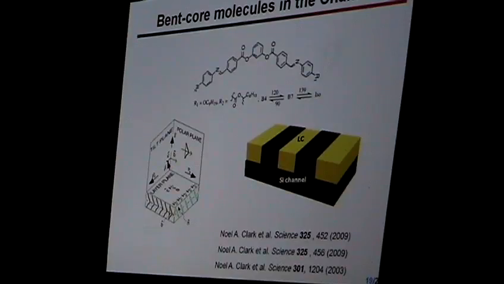Now I move to bent-core molecules. Basically, these bent-core molecules are called banana molecules because they look like bananas, and they show very complex structures. And this is the layer plane. There are three layer planes, like polar, silk, and I don't know. Anyway.